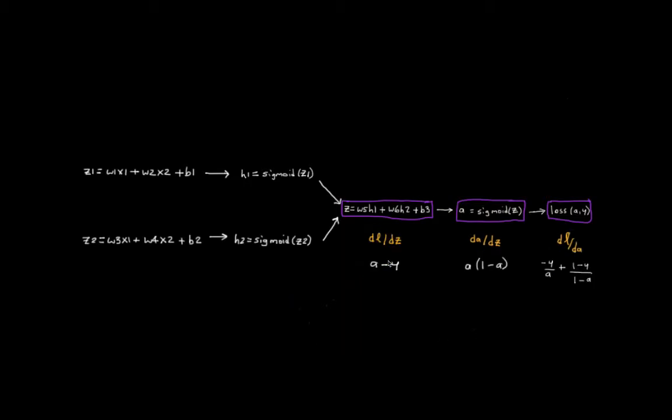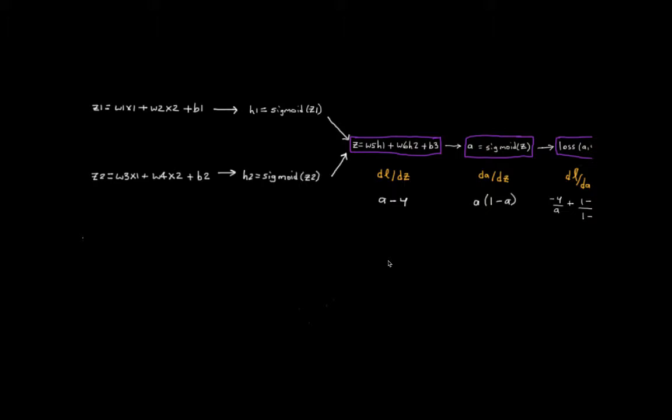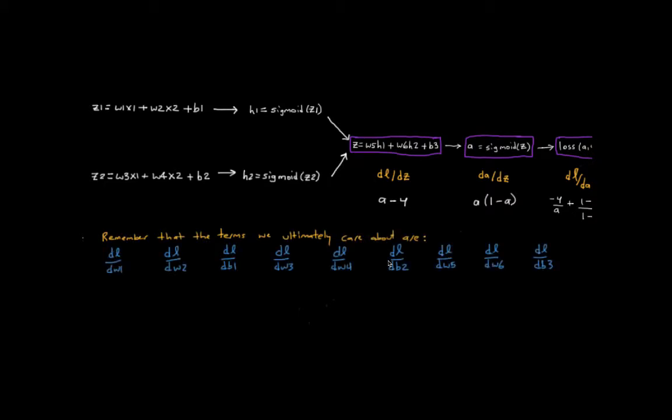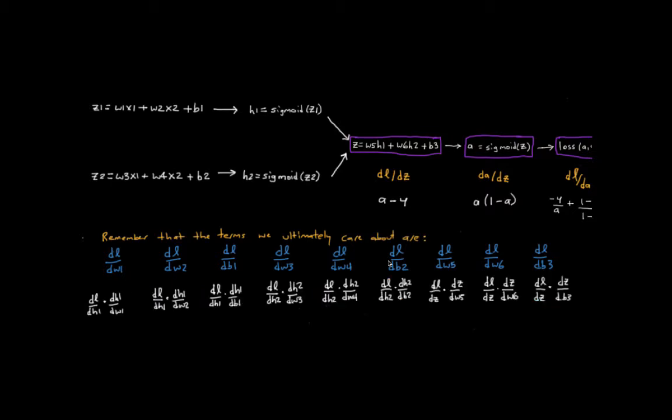So I'll just make some room here. Remember that we've computed these 3 derivatives because they help us compute what we really care about. We really care about the derivative of the loss function with respect to the weights W1, W2, W3, W4, W5, W6, and the 3 biases B1, B2, B3. That's what these terms in blue are. We use the chain rule to compute these derivatives.